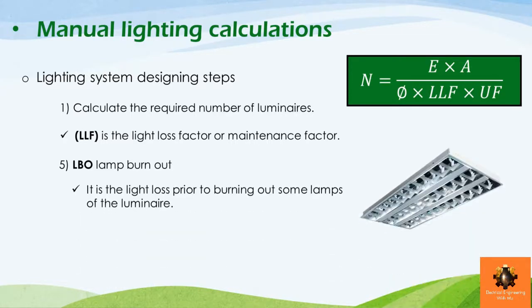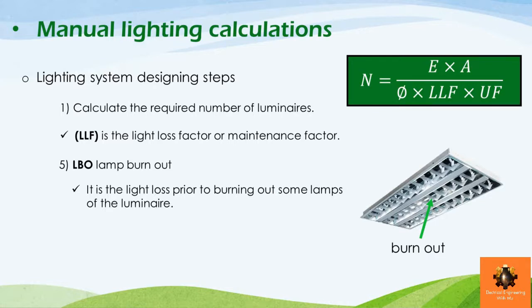Now the fifth factor we have is LPO, or lamp burn out, and this factor considers the case in which some lamps of the luminaire are burned out. The ideal case is to have all the lamps on the luminaire working, but we suppose the worst case, in which there may be some burned out lamps, so the total output lumens of the luminaire will decrease, and for that reason we must increase the total number of lumens to compensate for this decrease in the output light due to the burned out lamps.